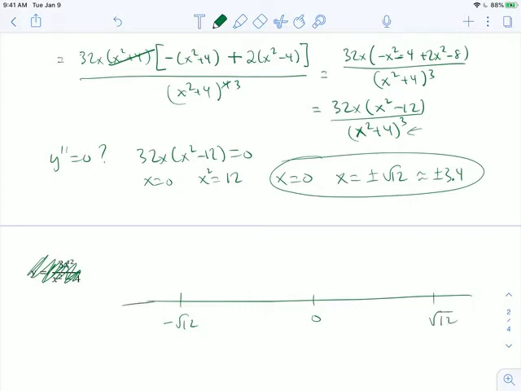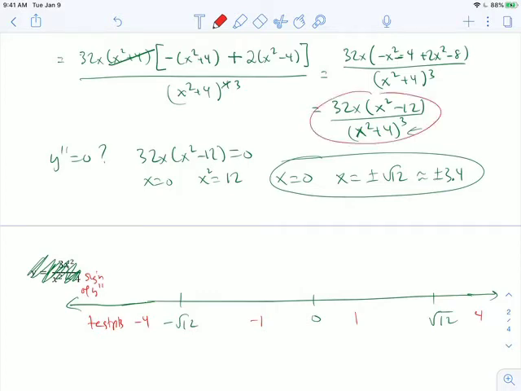I need some test points. So I'm going to choose negative 4, negative 1, 1, and 4 here. Extend these number lines out a little bit. And so now I'm going to do what I normally do. I'm going to find the sign of y double prime. And so I'm going to be plugging in to this version up here.